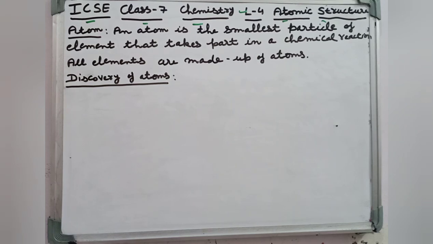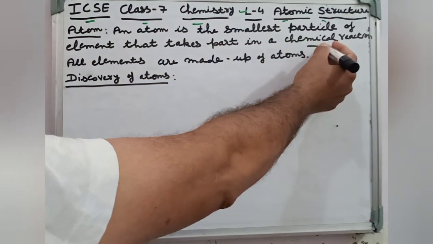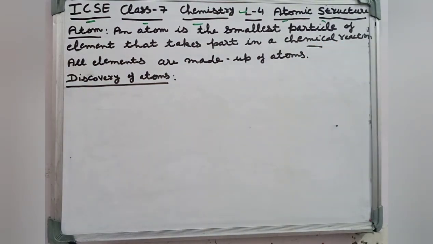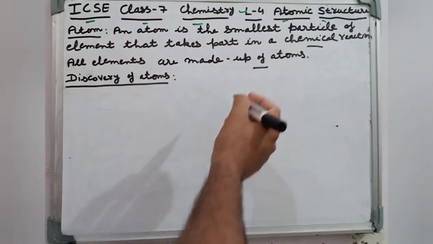Now, the first thing that is required here is the lesson is atomic structure, so we will start from the atom. Now, what is atom? An atom is the smallest particle of an element that takes part in a chemical reaction, right? All elements are made up of atoms.